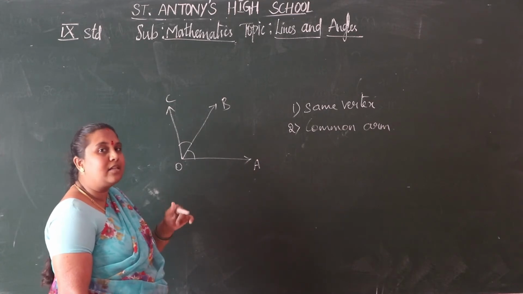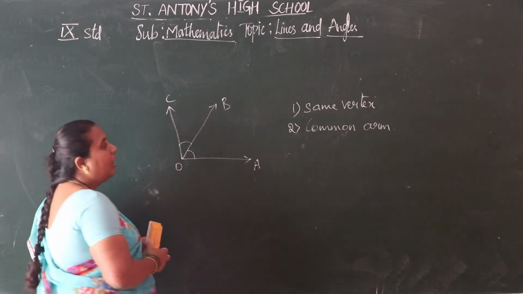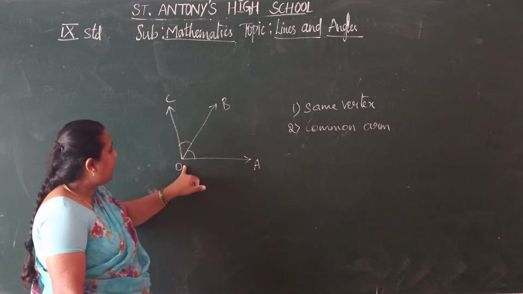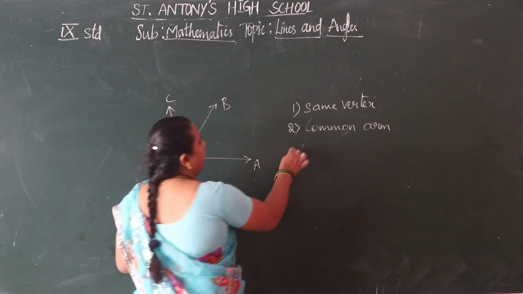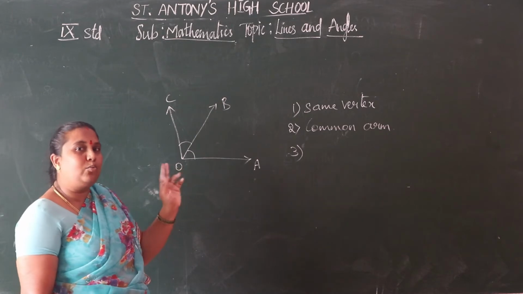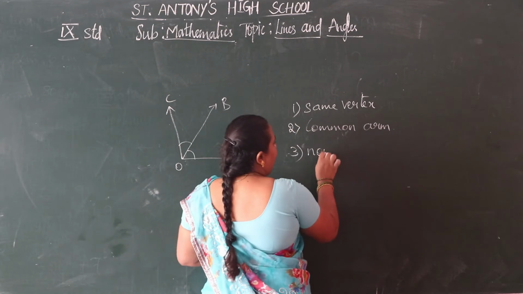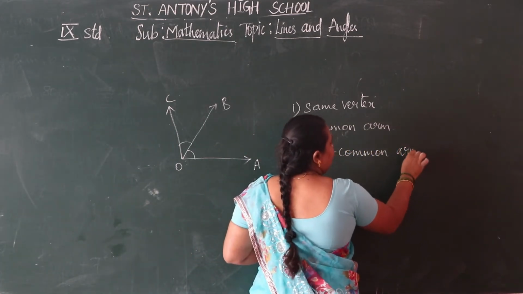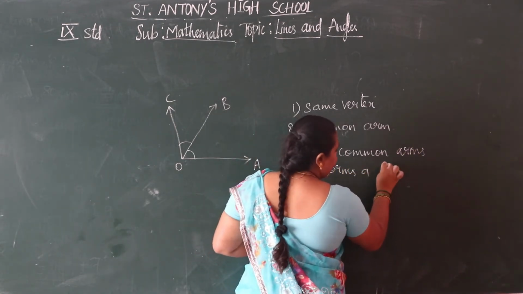That is, we can say it is a linear pair of angles. Same as the adjacent angles, same vertex and common arm, and one more condition for linear pair. What is that one more condition? The non-common arms of the two angles form a straight line.